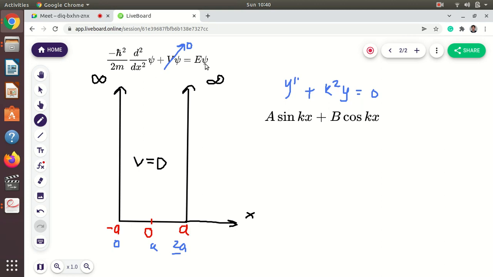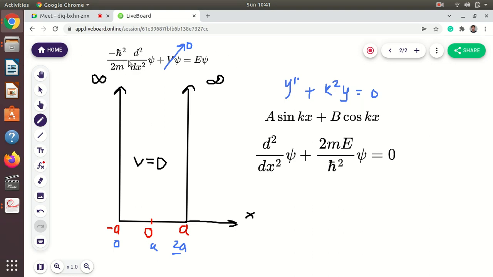I will take E to this side. There is a minus sign on both terms, so I will multiply by -1. Here it is anyway 0, so the whole equation I can write with positive sign. Then I will multiply the whole equation by 2m upon h cross square. So this same equation will become, with psi as it is, what I have done is I have taken this E to the other side, or let's assume that this negative part I am taking to this side.